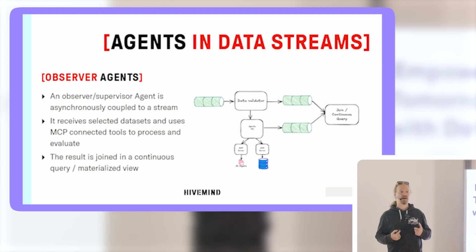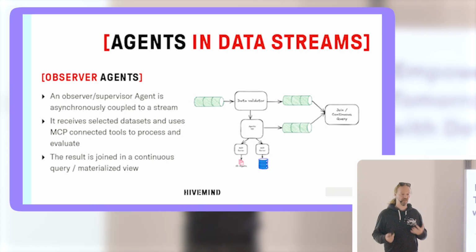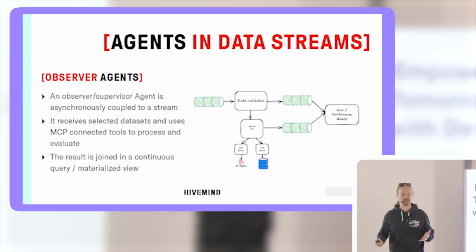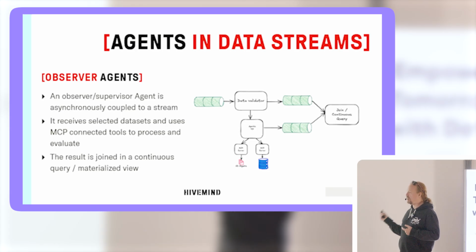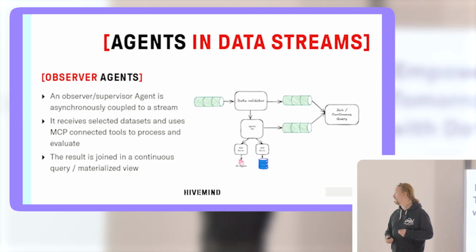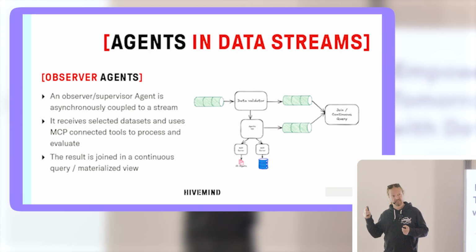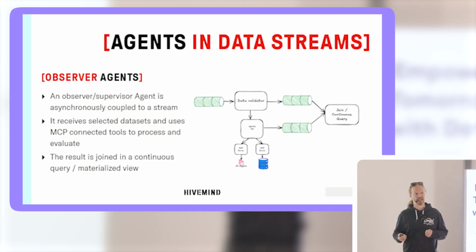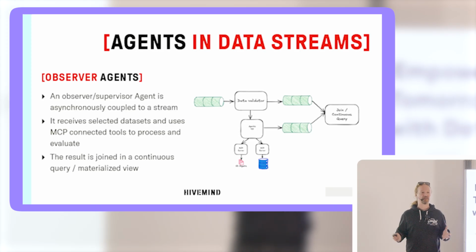And it gets that request with a specific prompt. It maybe uses some MCP resources for cross-validation. It generates the results and pipes that result into another pipeline. And at the end, you basically use a continuous query that joins the result of the deterministic application, the data validator, and the output of your agentic application. So you can basically get the full picture.